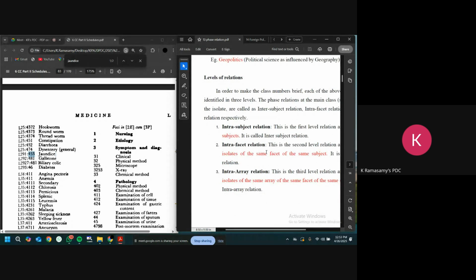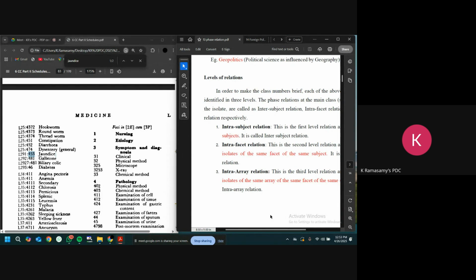Ranganathan has found out 3 levels of relation. What are the 3 levels of relation? I'll give an example. For example, you are in the BLSC class. The neighboring class is the BCom class. If there is a fight between a BLSC student and a BCom student, that is called inter-subject phase relation. The relationship that exists between two main classes is called inter-subject phase relation.